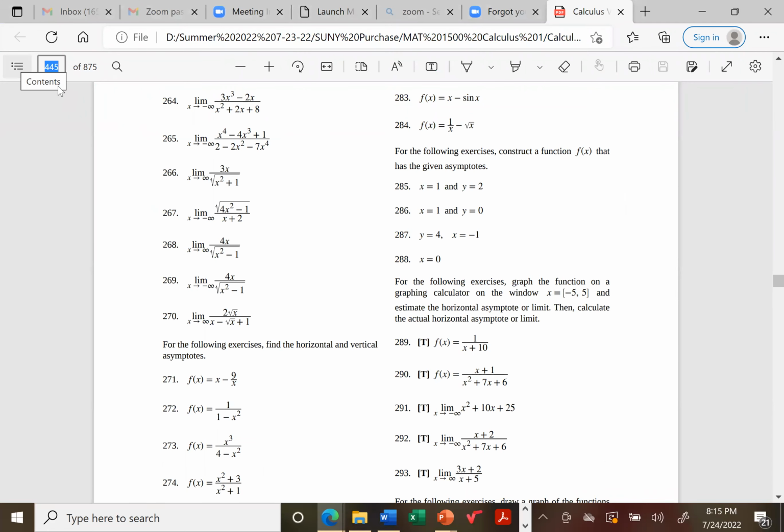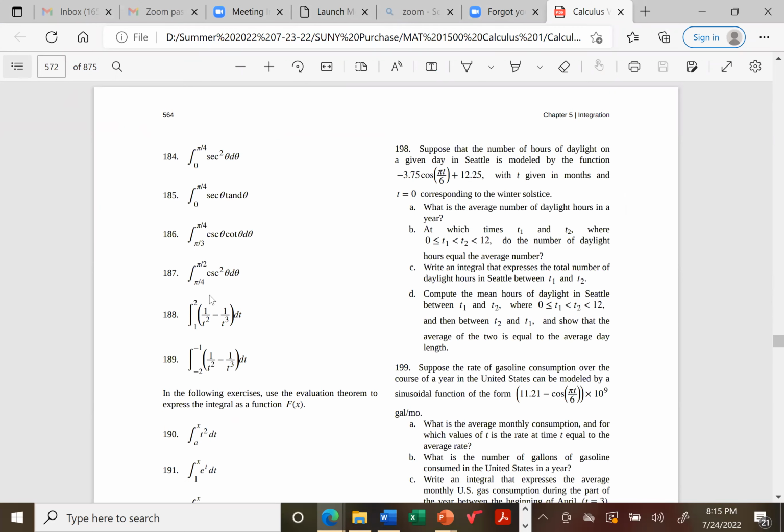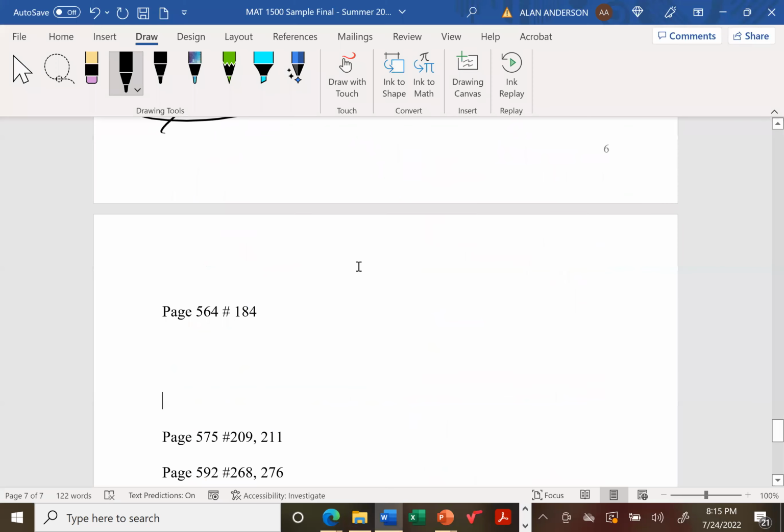So let's go for 572 and see what happens. Oh my God, I'm getting pretty good at this. So number 184 is right there. And you can see you need to take a definite integral of secant squared theta d theta.